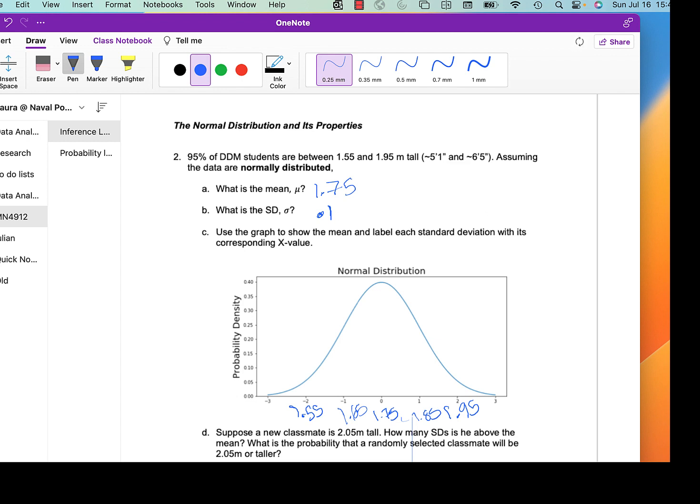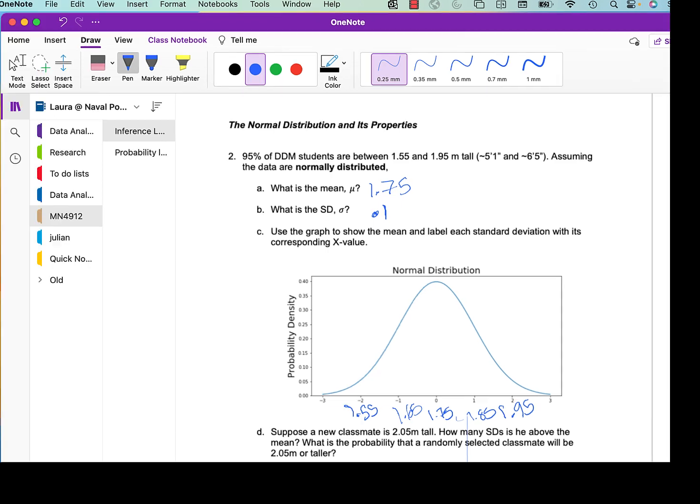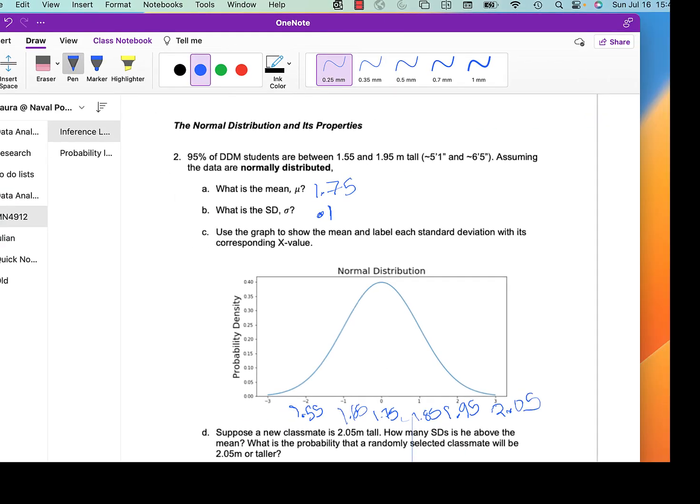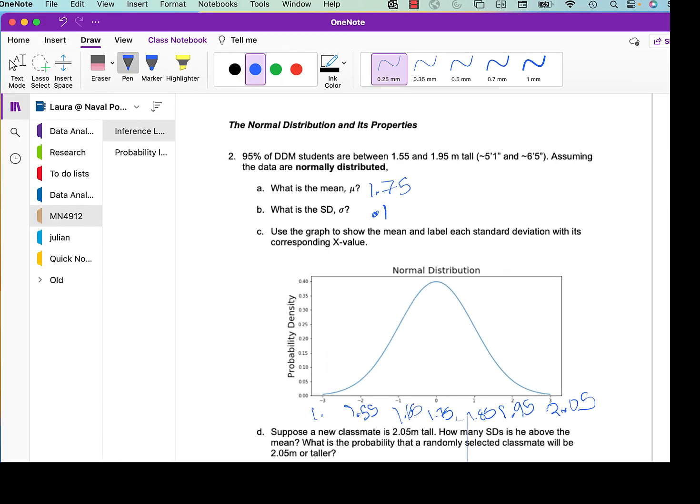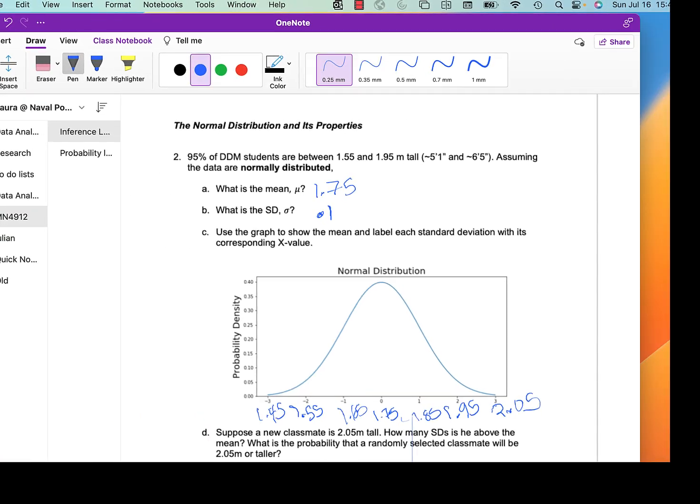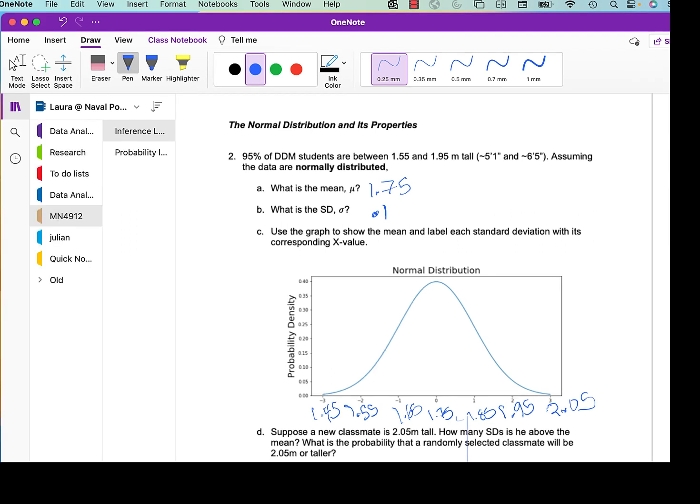Suppose a new classmate is 2.05 meters tall. How many standard deviations is he above the mean? What is the probability that a randomly selected classmate will be 2.05 meters tall? Well, if we had labeled our graph nicely, we would have added our third, 2.05. We can also go over here and go 1.45. So 2.05 is 3 standard deviations above the mean.